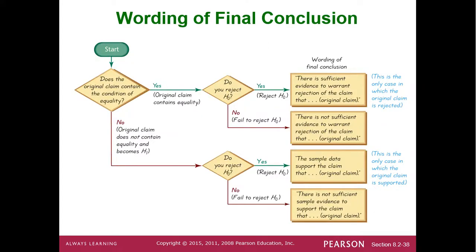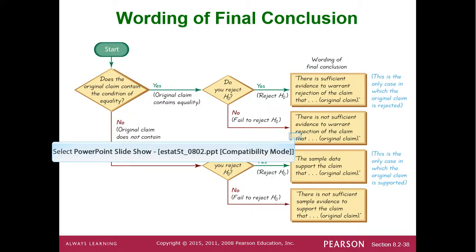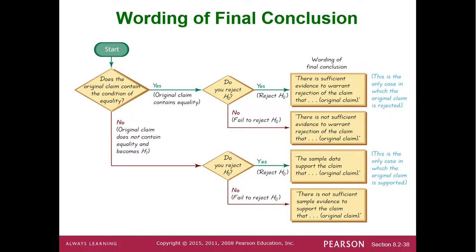This is a great slide. You definitely want to keep this handy as you work through your homework problems and you try to determine, how do I word this? Which answer do I pick? A lot of times students tell me it's not the computation, it's not even selecting the right test. It's those last couple of questions on the homework where you're trying to figure out which conclusion is the correct representation of our results. Is there sufficient evidence to warrant rejection of the claim? Is there insufficient evidence to warrant rejection of the claim? Is there sample data or is there not sample data?